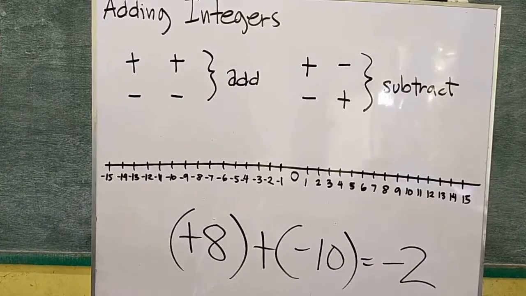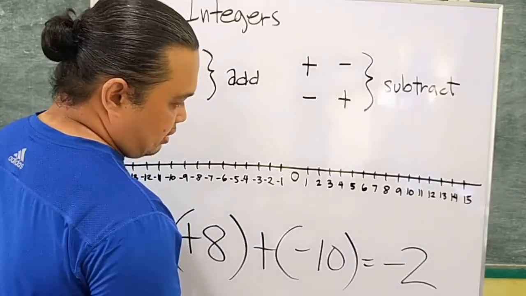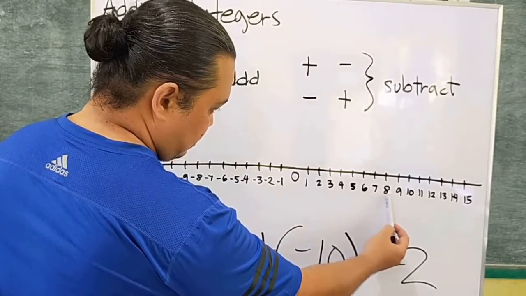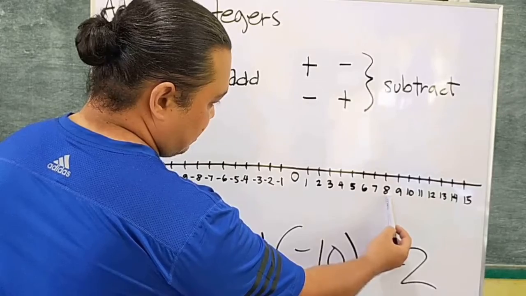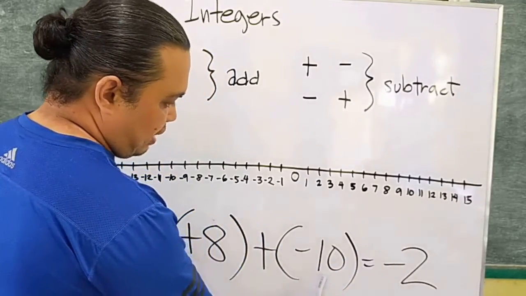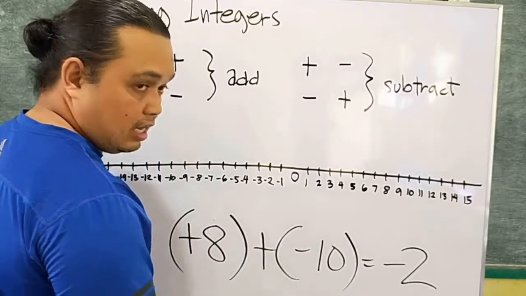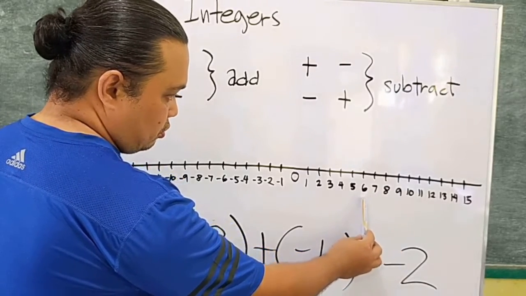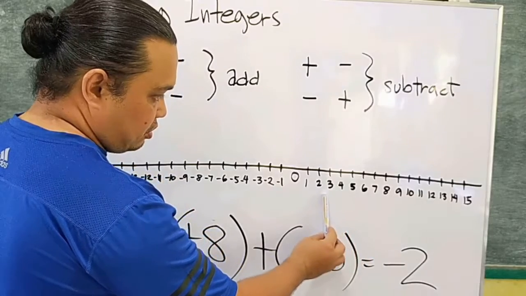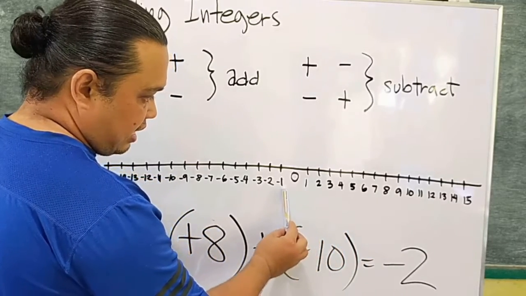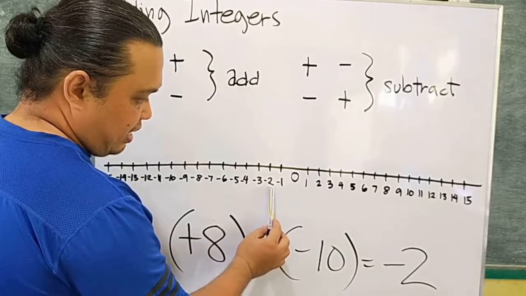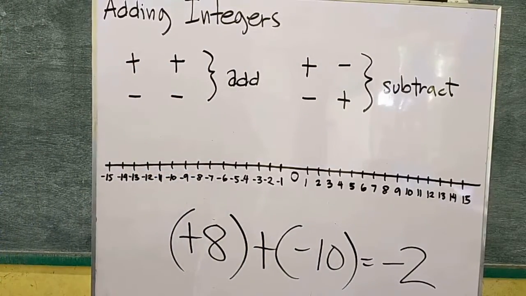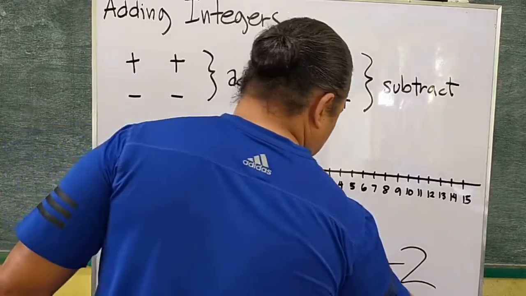Okay, now let's check that with our number line. We have here positive 8 on our number line. And we are going to move 10 steps to the left. Why? Because it's negative. Okay, let's move 10 steps from here. 1, 2, 3, 4, 5, 6, 7, 8, 9, 10. And we have negative 2. Therefore, our answer is negative 2. Okay. Now, let's have some more examples.